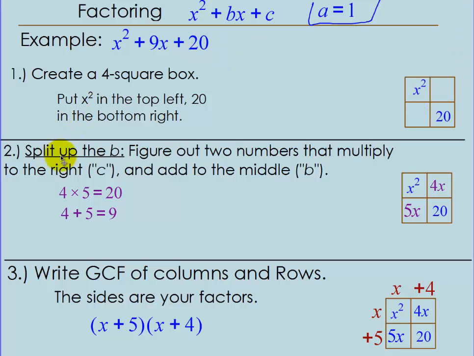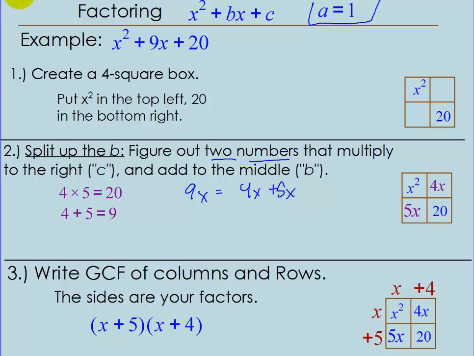All right? Second step is I want you to split up that b. So that b, that 9x, we're splitting that 9 into two numbers. And basically you have to figure out two numbers that multiply to the right, so 20, and add to the middle, 9. So you have to multiply to 20 and add to 9. And in this case, it's 4 times 5, because 4 times 5 is 20, and 4 plus 5 is 9. So I'm splitting that 9x into a 4x plus a 5x.